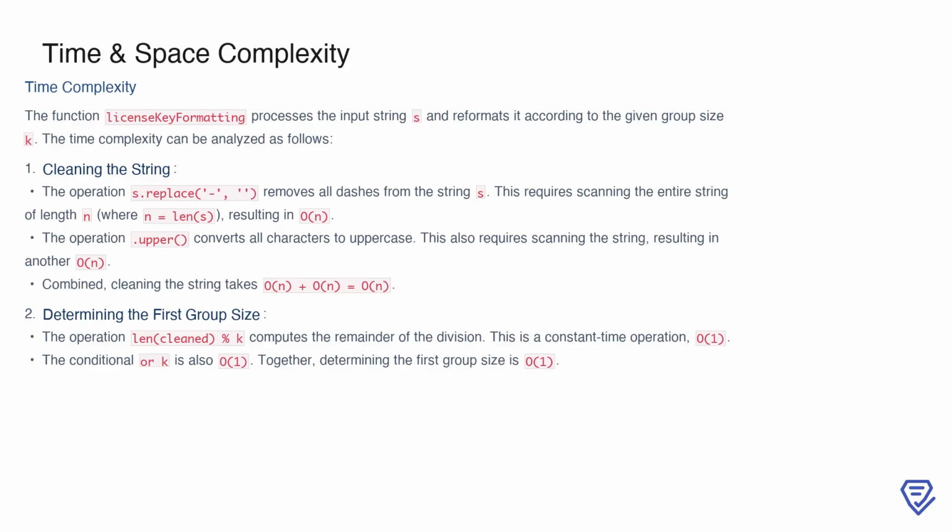After cleaning, the algorithm determines the size of the first group by computing the remainder of the string length modulo k, using len(cleaned) % k. This is a simple arithmetic operation that runs in constant time, O(1). The conditional operation that follows, or k, also runs in O(1). So, the time complexity for determining the first group size is O(1).